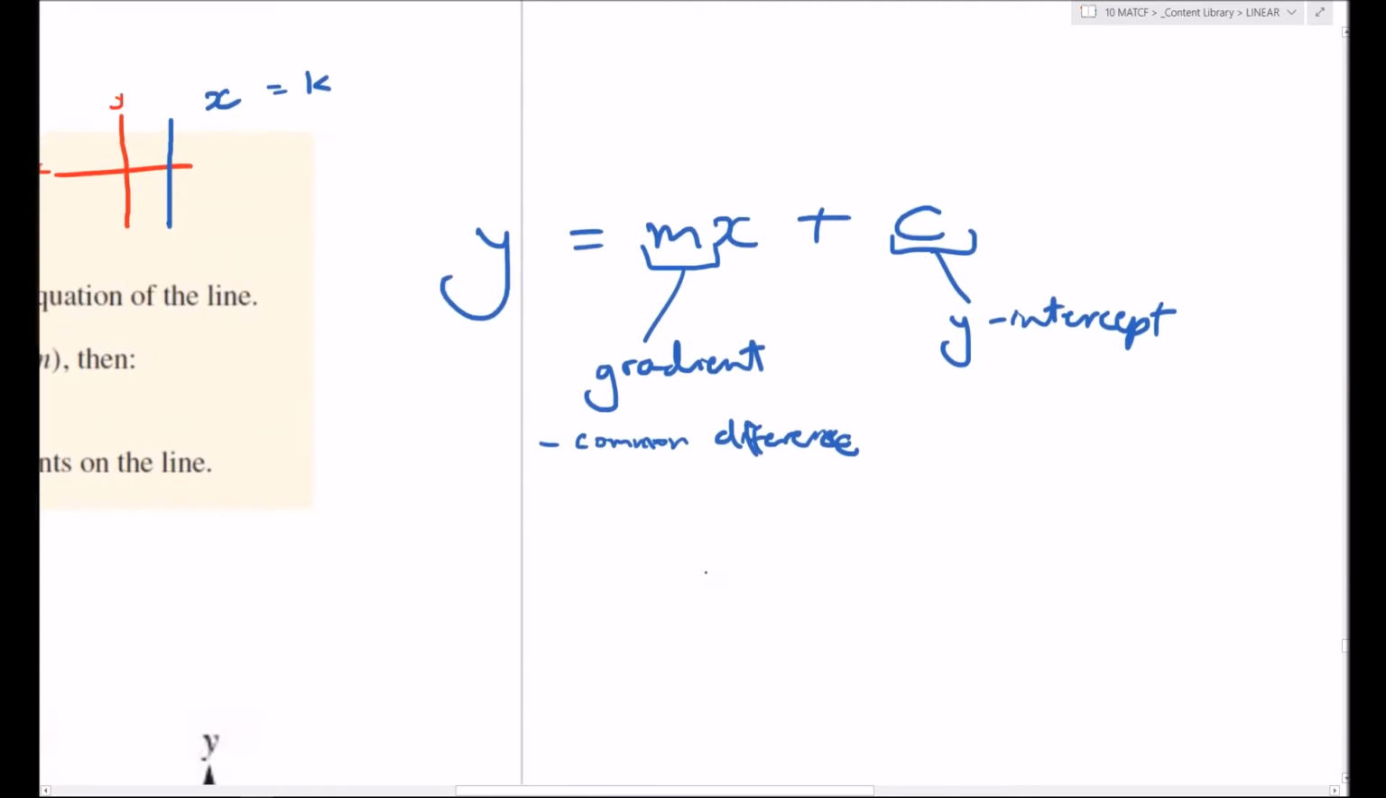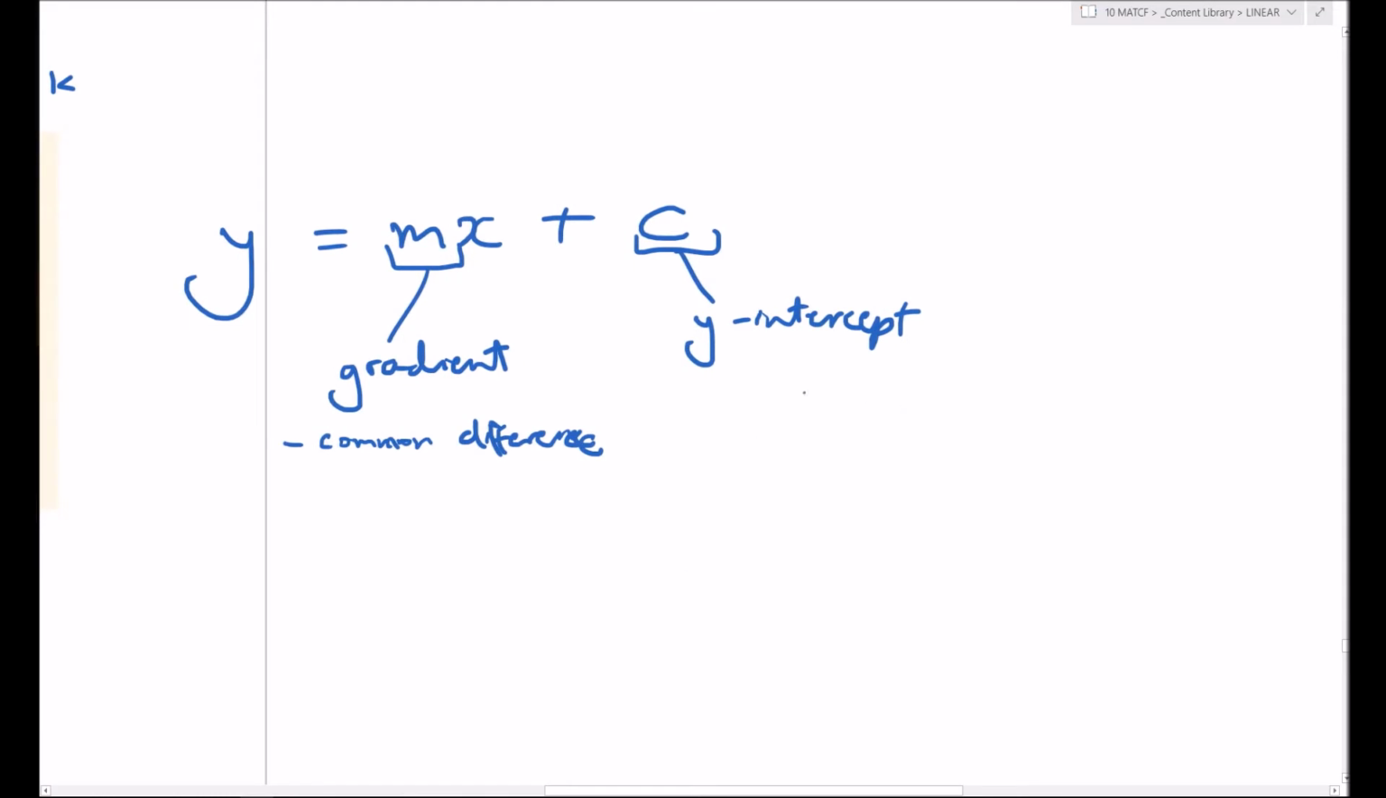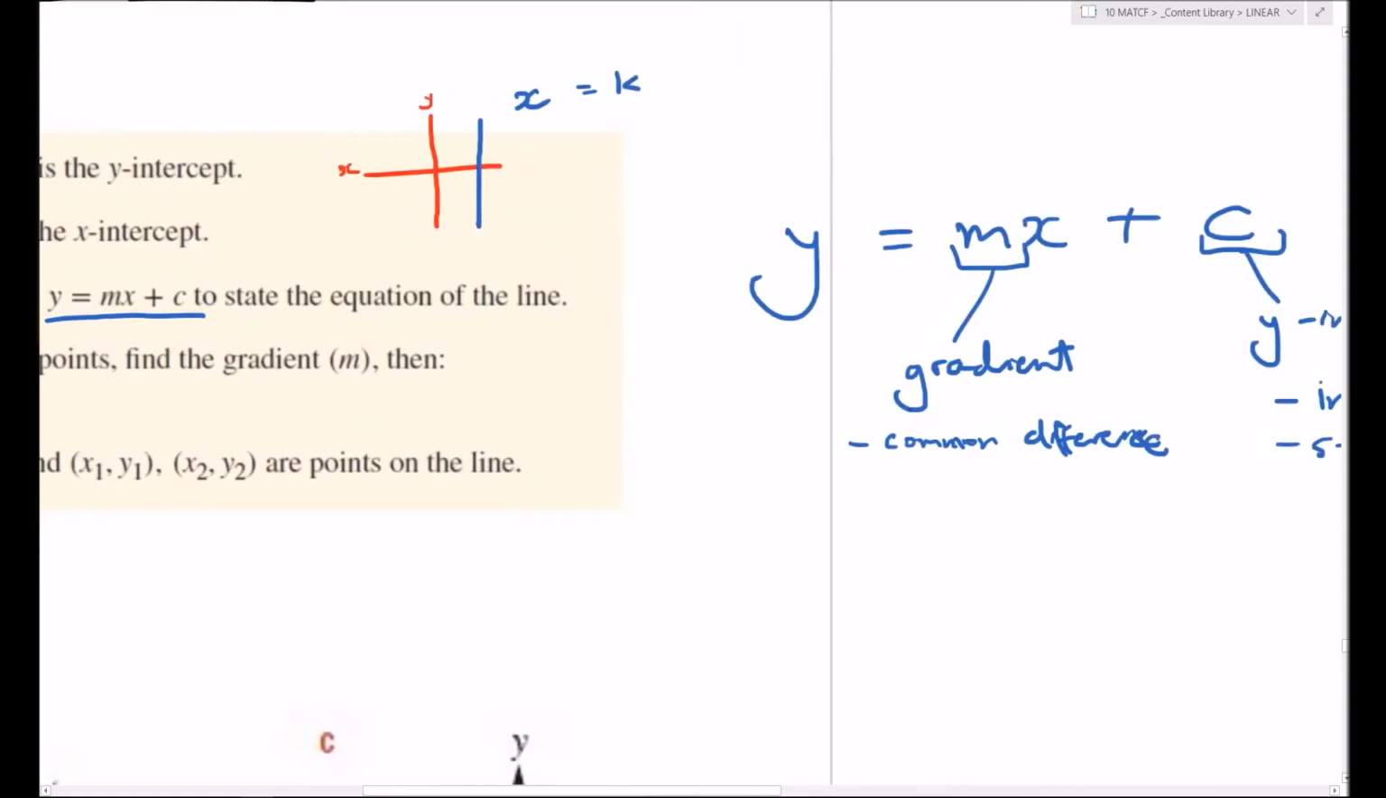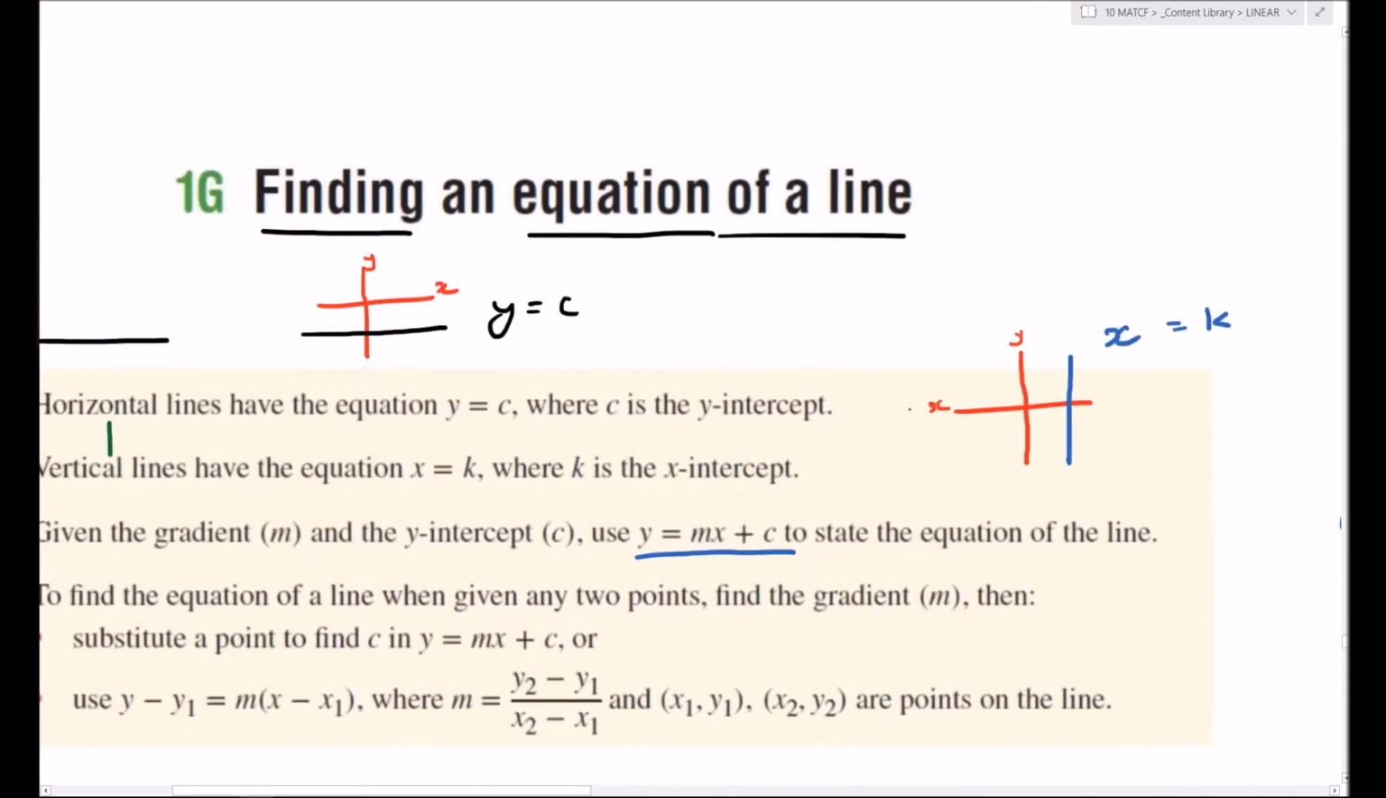All right. Now the y-intercept, very similar. So again, to tie it back with the recursion unit, very similar to your initial value or starting term. Okay, value, also your starting term. So the y-intercept, remember, is where the line hits the y-axis.